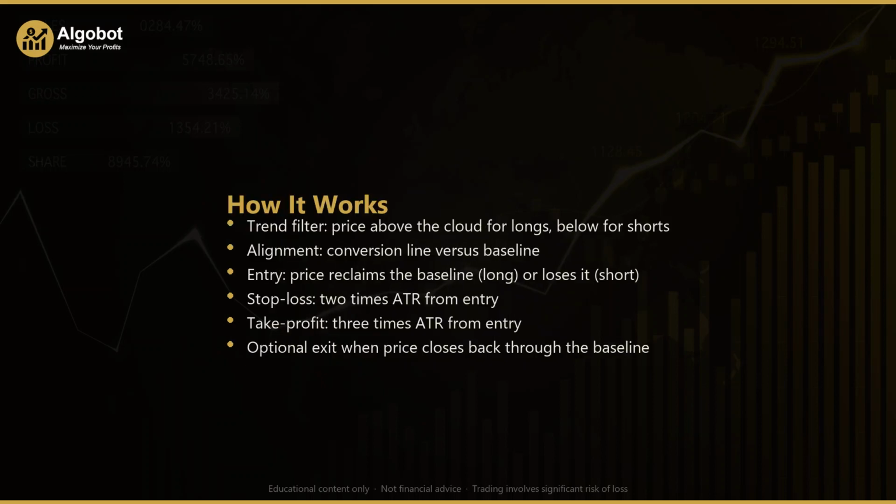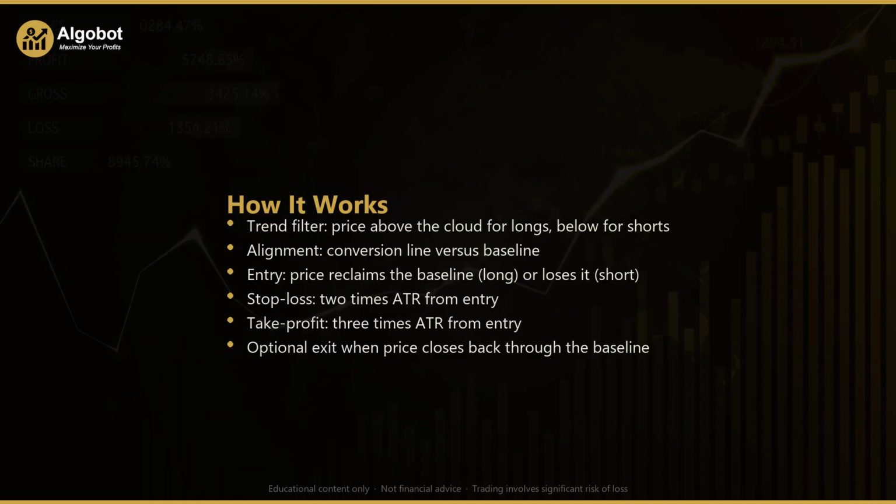Let's break down the exact rules the expert advisor follows, one condition at a time. First, the strategy establishes the trend using the cloud. For a long setup, price must be trading above the top of the Kumo. The strategy reads the 2 cloud spans, takes whichever is higher as the cloud top, and checks that the just closed bar closed above it. Being above the cloud is the strategy's definition of an uptrend.